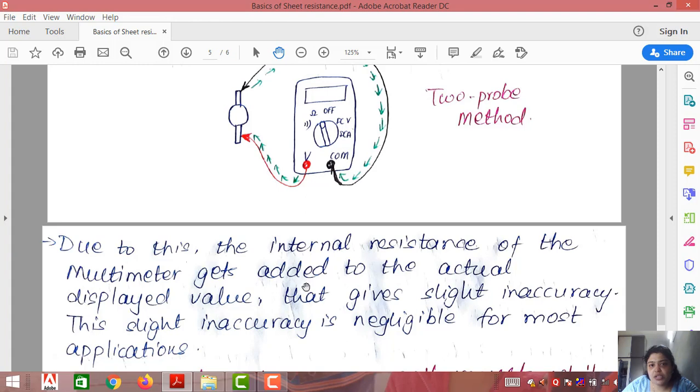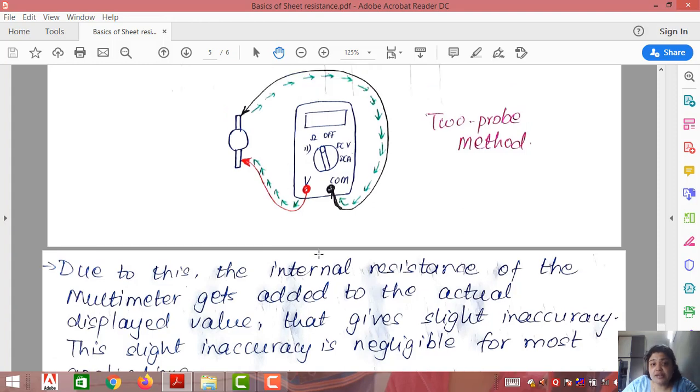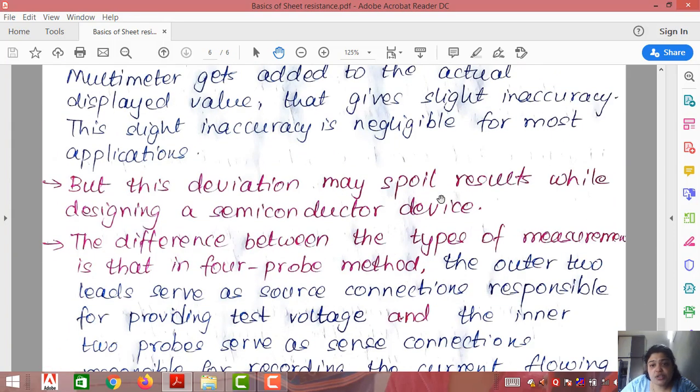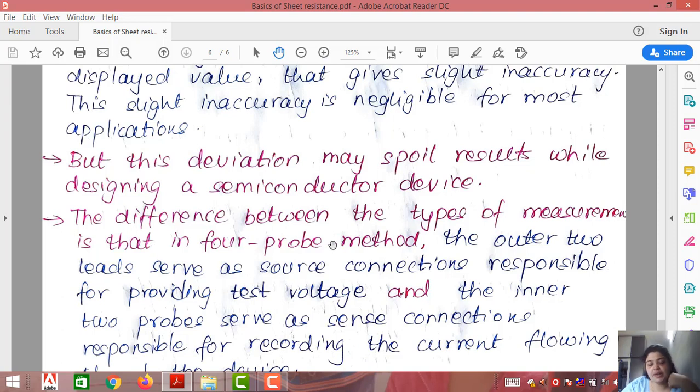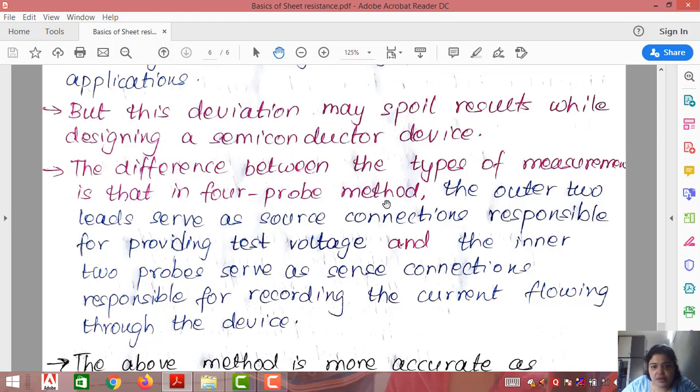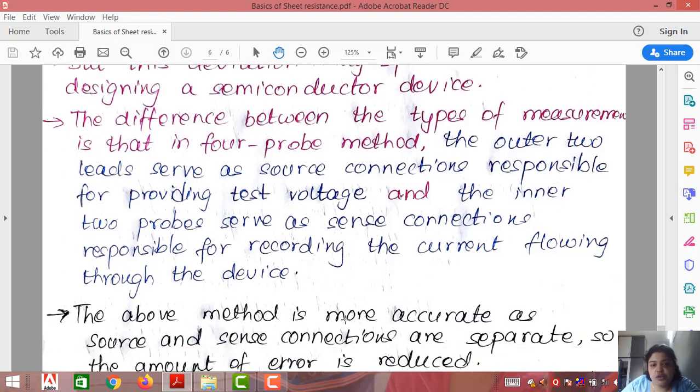This inaccuracy is negligible for most applications which use higher resistance values. But if you are measuring sheet resistance, which itself is a very, very small quantity, through this, then you will be getting a wrong value. This deviation may spoil the result while designing a semiconductor device because we deal with low resistance values. The difference between the types of measurement that a four-probe method and a two-probe method do is that in a four-probe method, the outer two leads serve as source connections responsible for providing test voltage, and the inner two probes serve as sense connections responsible for recording the current flowing through the device.